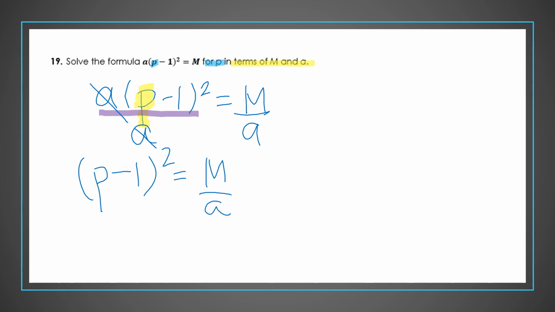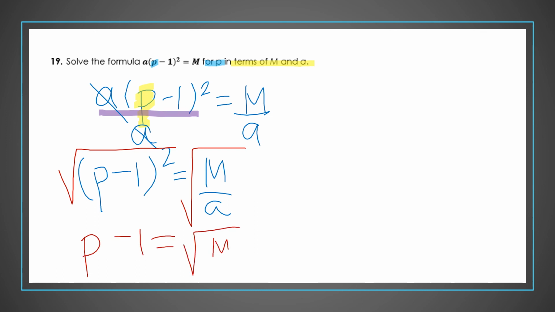Again, I can't move that minus 1 until that square is gone, so now we're going to take the square root of both sides, giving us p minus 1 equals the square root of m over a. Make sure both m and a are underneath that square root. Now we can get rid of that negative 1 by adding 1.